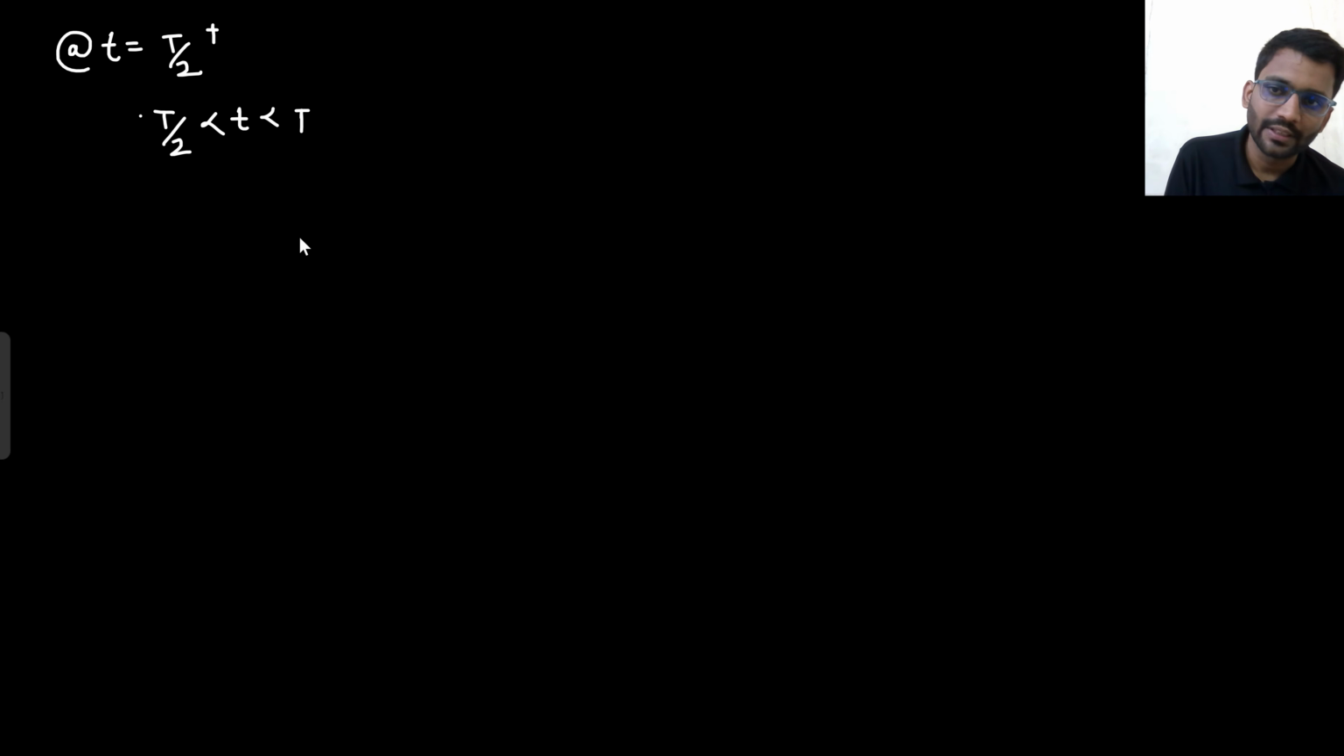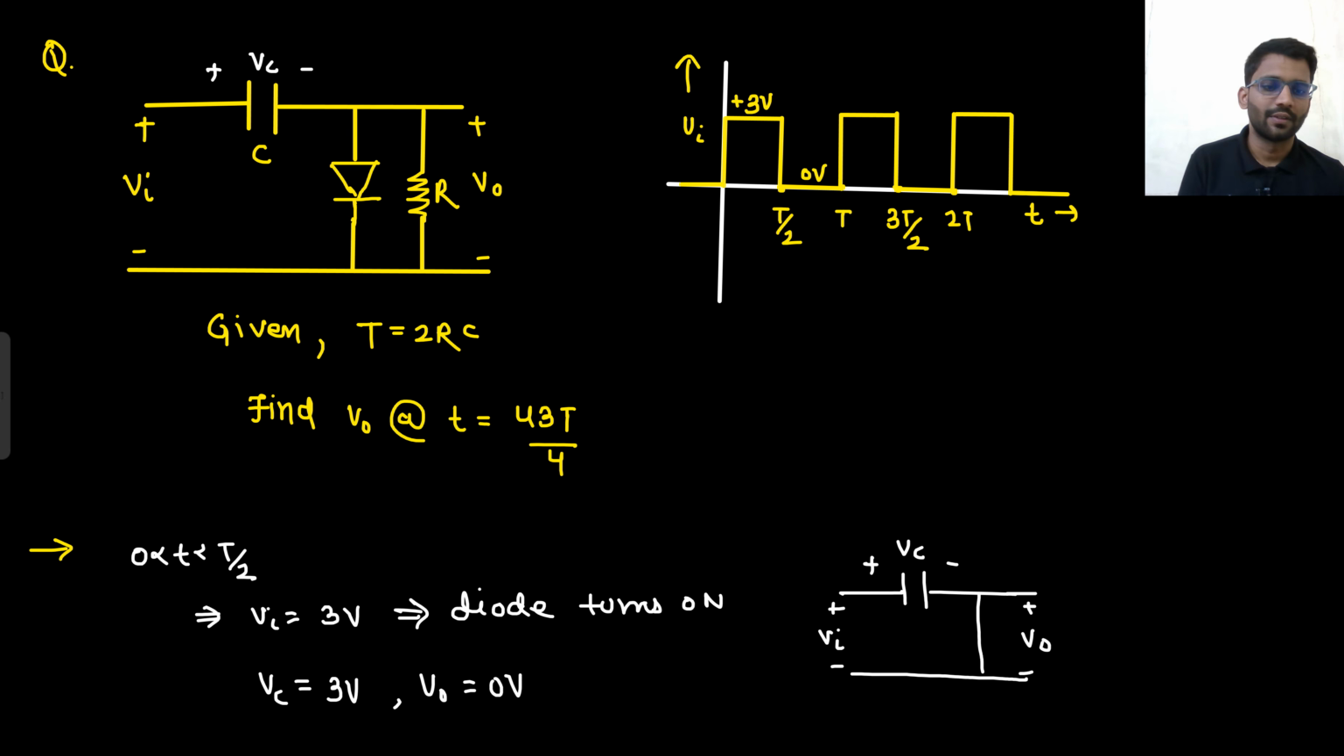Well and good. Now what is happening at T equals T by 2 plus, or you can say for T by 2 to T? What is happening? The input is gone. Input is 0 volt. Here the input is gone, but the capacitor is not changing its voltage instantaneously. The capacitor will be at 3 volt only.